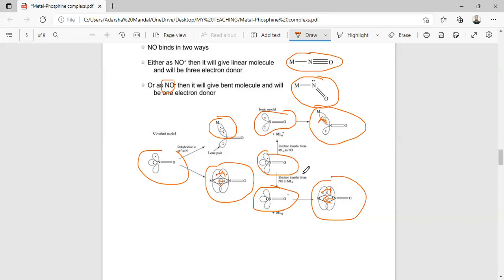So the electron density on the metal center affects the coordination of nitrosyls. If the metal is more electron rich, it favors reducing NO+ to NO- and binding in a bent fashion.